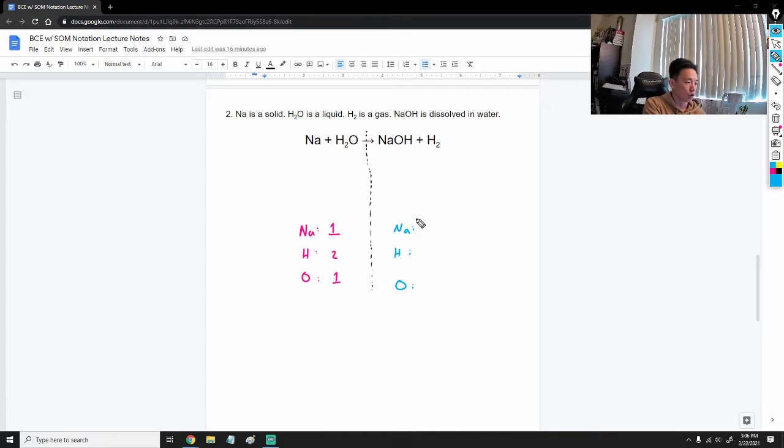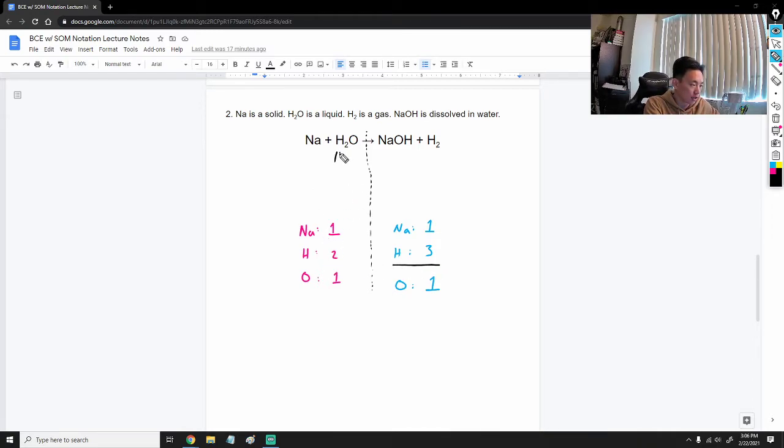Okay, so I have 1 Na, I have 3 H's because I have an H here, and I have 2 here. They're split up. So I'm going to have 3, and then I'm going to have 1 oxygen. So it looks like here the issue is going to be with our hydrogens, right? I have more hydrogens on the right side than I do on the left side. So if I have more hydrogens on the right side, I'm going to have to add more hydrogens on the left side. So let's add a hydrogen on the left side.